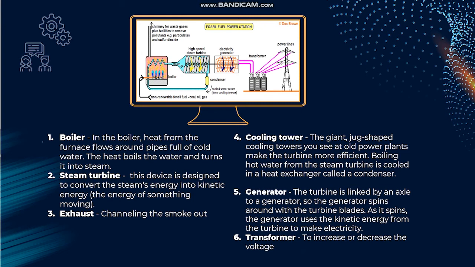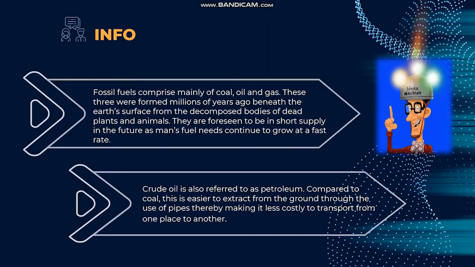Fourth is cooling tower. The giant jug-shaped cooling towers you see at all power plants make the turbine more efficient. Boiling hot water from the steam turbine is cooled in a heat exchanger called a condenser. Fifth is generator. The turbine is linked by an axle to a generator, so the generator spins around with the turbine blades. As it spins, the generator uses the kinetic energy from the turbine to make electricity. Sixth is transformer, which is used to increase or decrease the voltage.